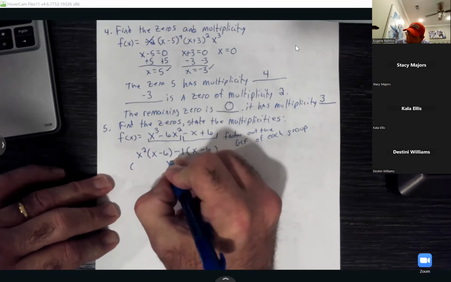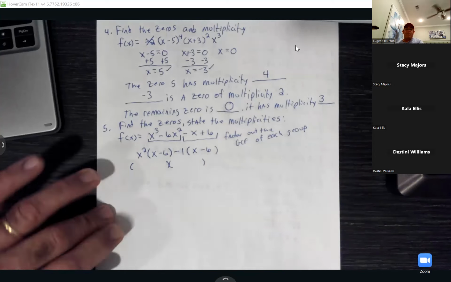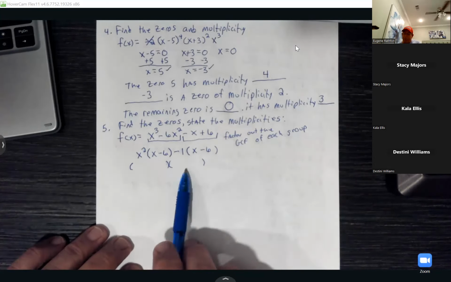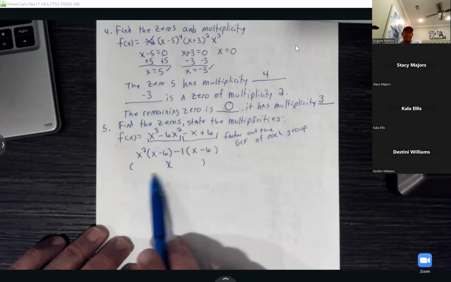So then I made 2 more sets of parentheses. Do y'all remember what I put in these parentheses?